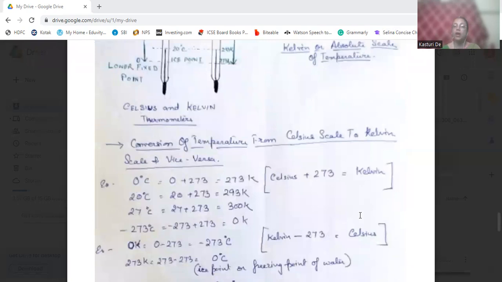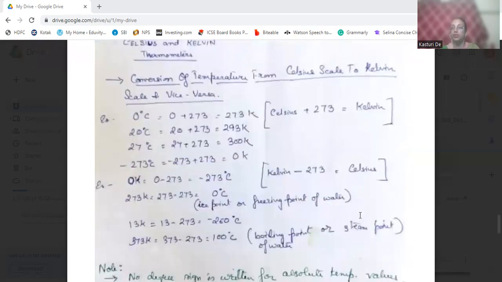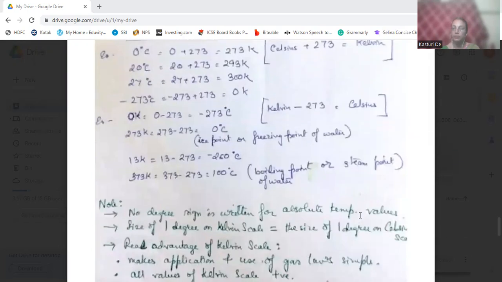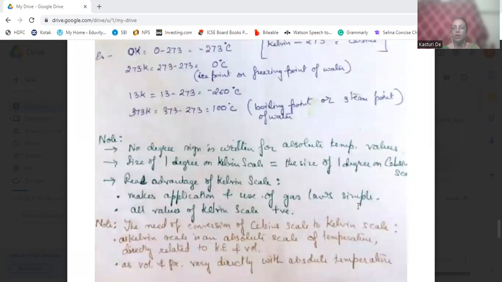Okay. Now, why do we need to convert the temperature from Celsius scale to Kelvin scale? The need of conversion is that as Kelvin scale is an absolute scale of temperature, it is directly related to kinetic energy and work.